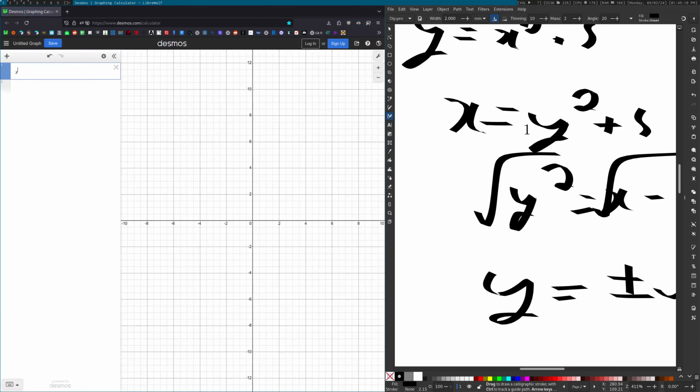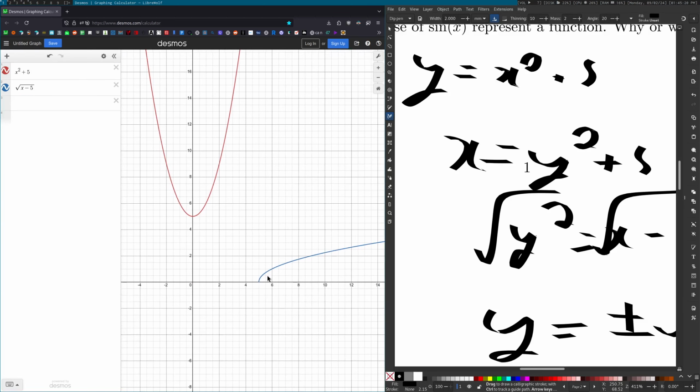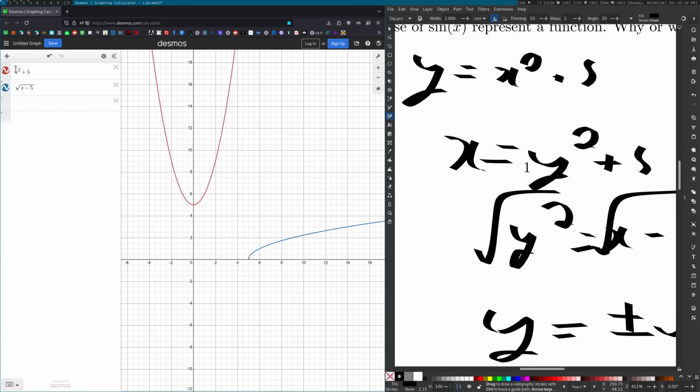Minus 5. Okay, so Yannick is right. If we want to take a case, let's graph both of these. The square root of x minus 5, his process is right. So this is what it should look like, the inverse. If you want to take the pure inverse, where you have the plus or minus, you would get this. F of y is x.